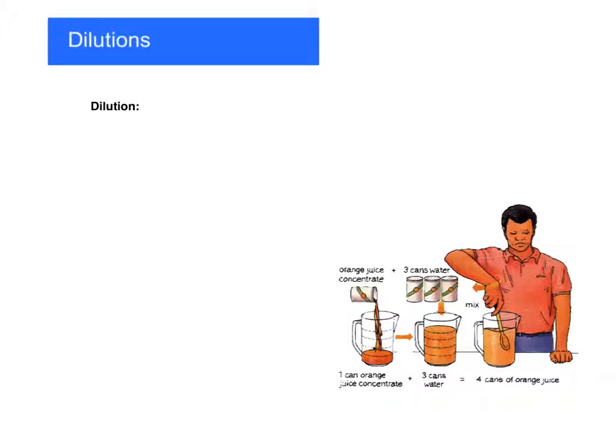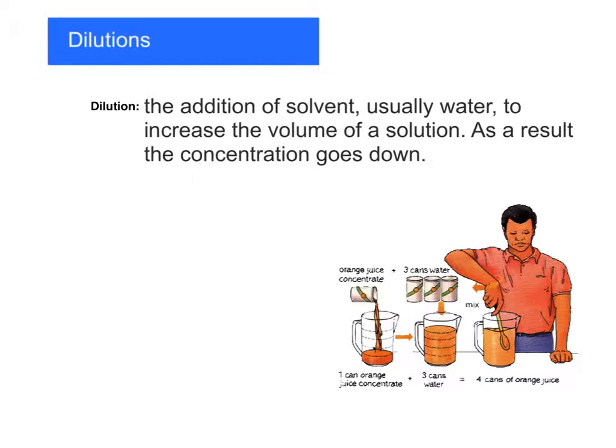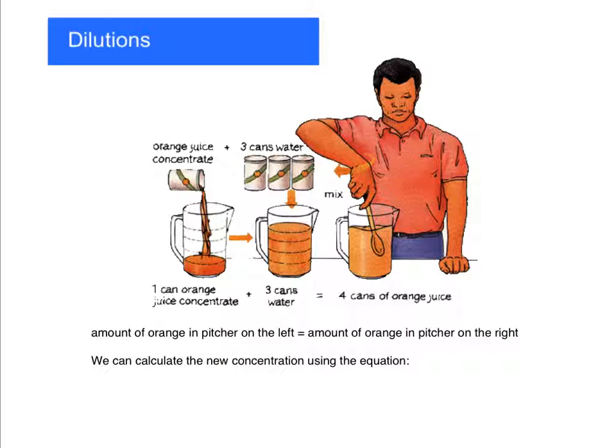But a dilution really is just the addition of a solvent, usually water, to increase the volume, but you don't change the amount of solute. So before and after the dilution, we start with 1 can of orange juice concentrate, and at the end we have a much larger volume, but we still only have 1 can of orange juice concentrate, right? So the amount of orange in the pitcher on the left is equal to the amount of orange in the pitcher on the right.